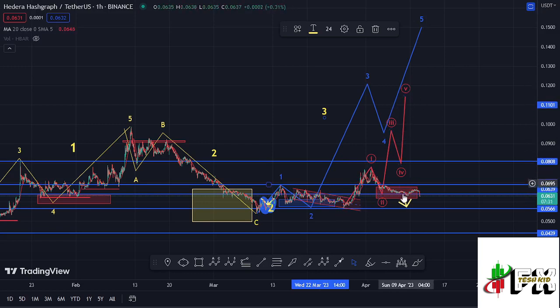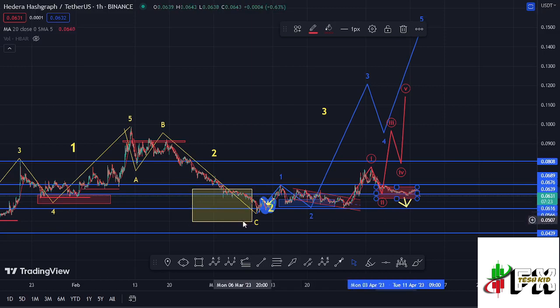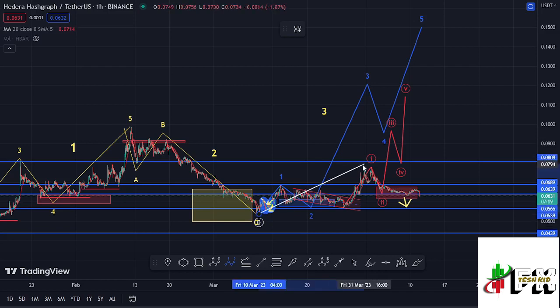In case we lose our red target area down here and continue seeing further breakdown to the lower side, then I'll have to adjust my Elliott wave structure, where we can term this whole structure giving us a high at around the $0.0778 mark as the high for that first wave to the upside.